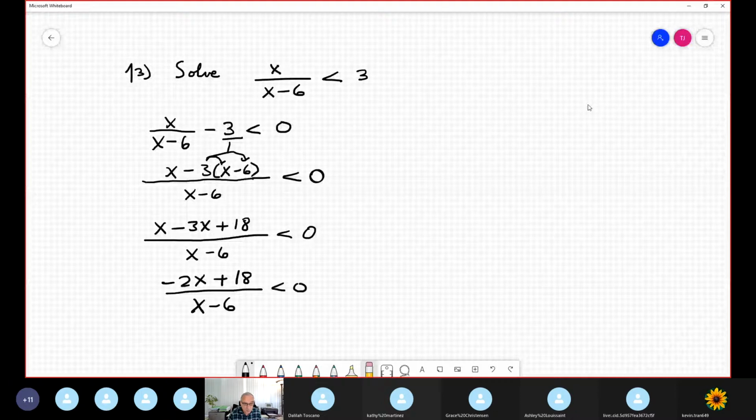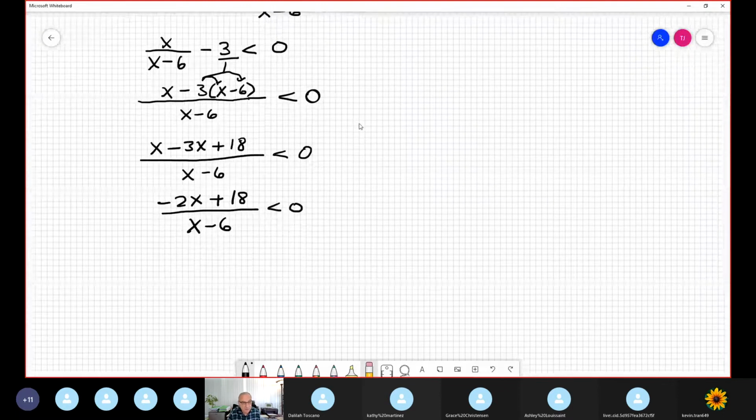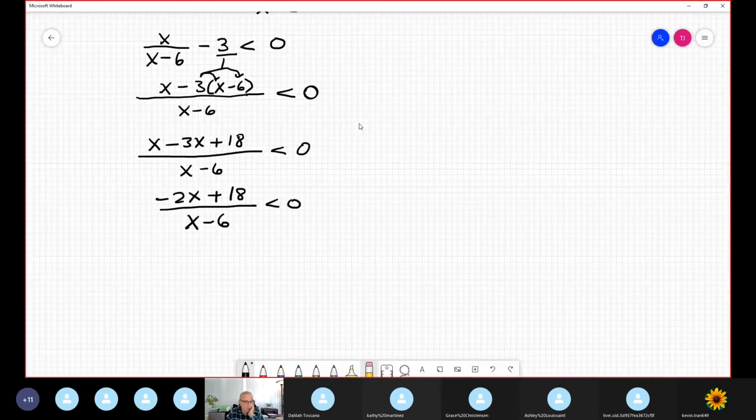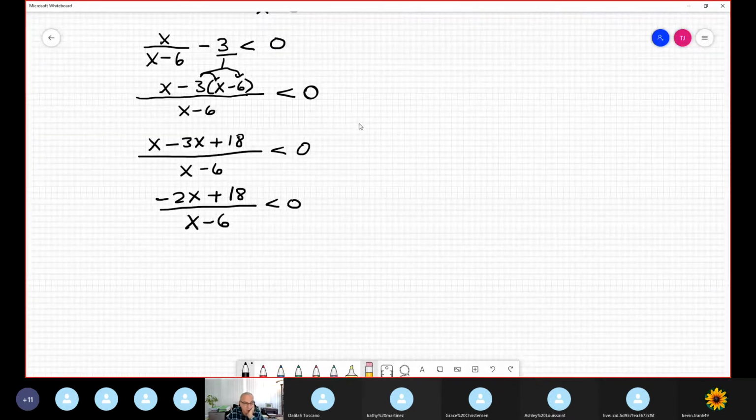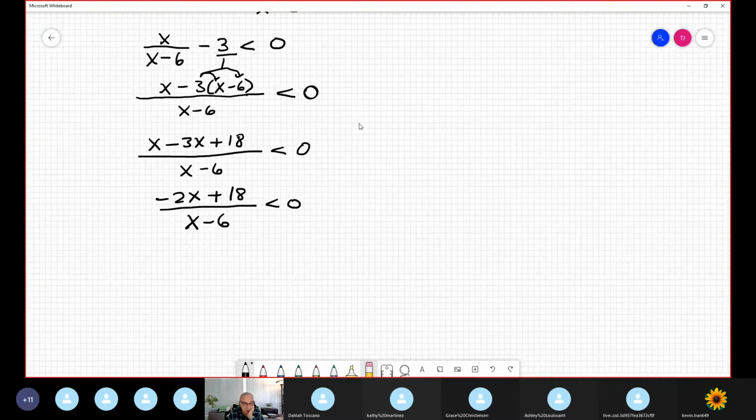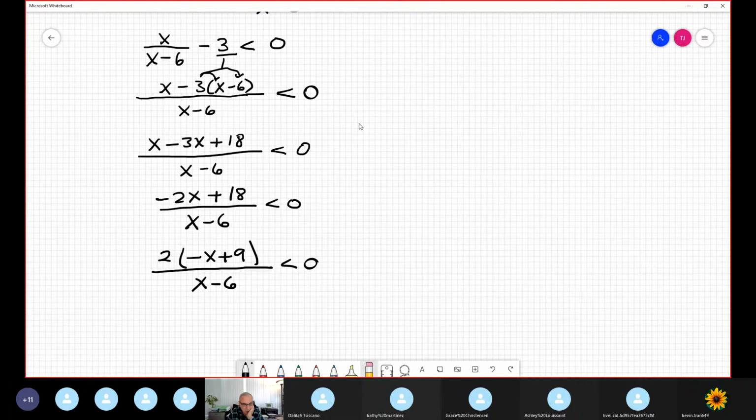We can do some more. Yeah, of course we can, because I can see at least 2 or negative 2 in the top part. I suppose 2, so factor out 2. We have minus x plus 9 over x minus 6. Is it my final answer? No, I can do some more.